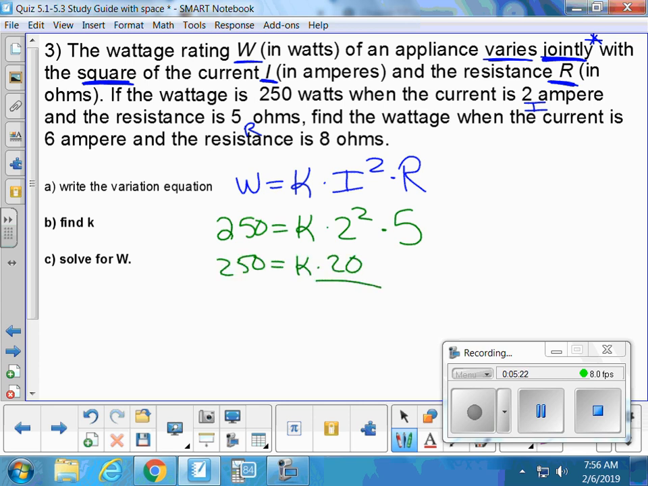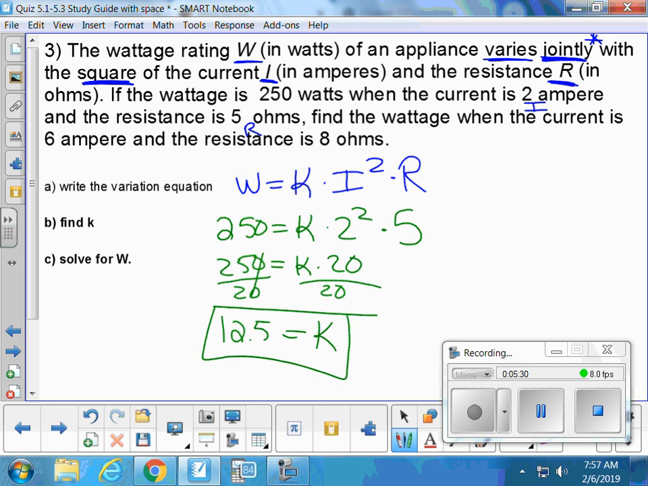20. So I'll divide both sides by 20. I think that's a decimal. 12.5. There you go. All right, so that was the answer to part B, finding K. Now I still have another job. I'm going to do my pink step, just because I love that pink step, putting that 12.5 in for K.